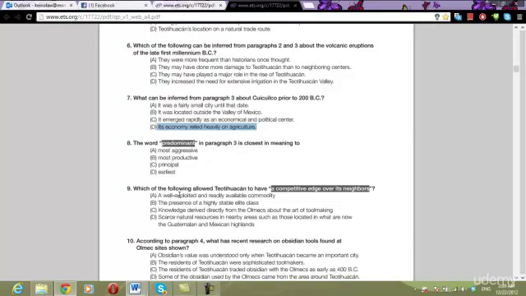Question number 9. Question number 9 tells us, which of the following allowed Teotihuacan to have a competitive edge? Okay. This is a details question. Straightforward. They tell us what to look at, alright? So we just have to first, remember, I don't look at the answer choices right away. That's the wrong thing to do. Alright, that's not our strategy.